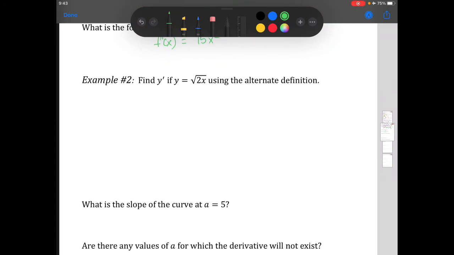Okay, so let's try the next one. It says find the derivative if y equals this using the alternate definition. So I'm going to write y prime equals limit as x approaches a, it is what? f of x, so root 2x, minus f of a, which would be root 2a, over x minus a. This is less work in comparison to the other one because you don't have to do all that expanding.